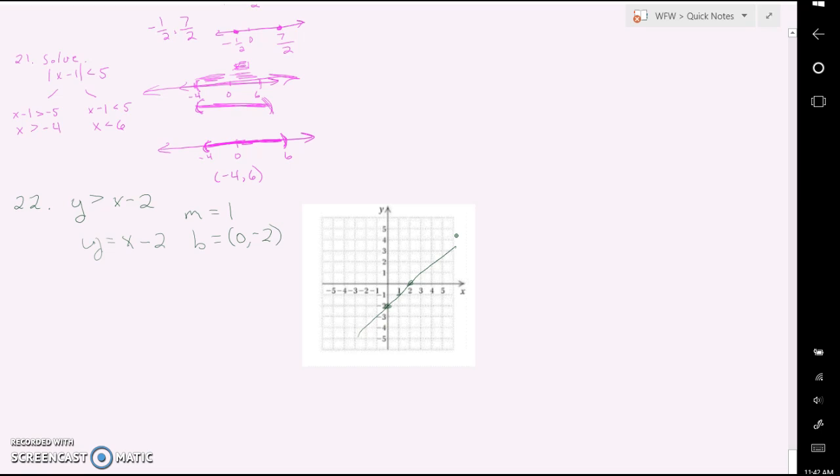But we have to decide if that line is going to be a solid line or a dashed line. And since we are looking at the operator greater than instead of greater than or equal to, then we need a dashed line. If it had had an equal component, we would have had a solid line. Now the question is, how do we shade it? Do we shade above the line or below the line? And since we are dealing with a greater than symbol, y is greater than the line, think of it that way, then we graph above the line.